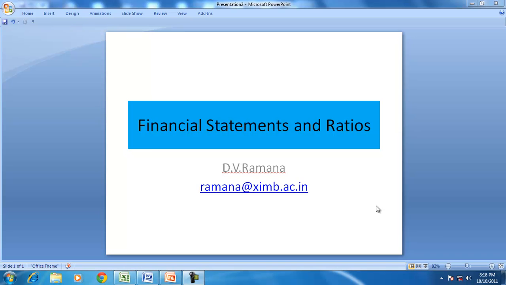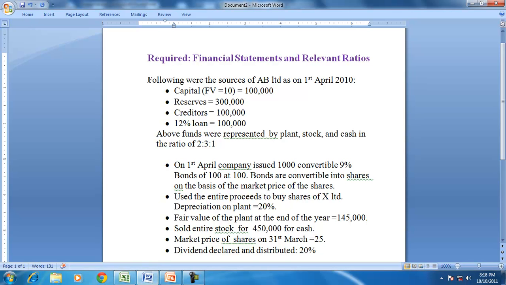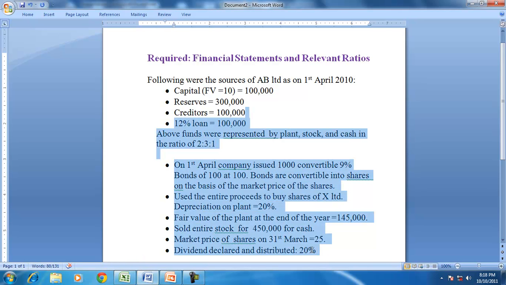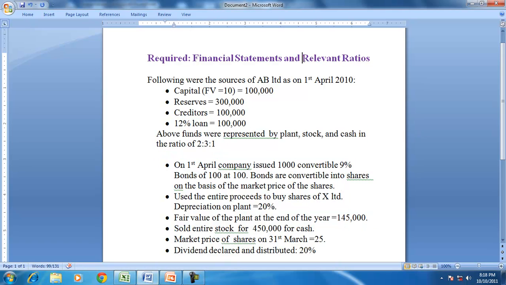Today we will understand the determination of ratios after preparing the financial statements from a set of business decisions. For that, let us take an example. Suppose a company AB Limited has the following sources supported by the assets, plant, stock and cash, and certain transactions. So we'll first convert these transactions into financial statements, then we calculate the relevant ratios.